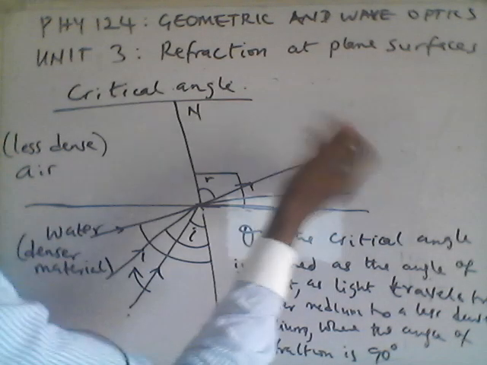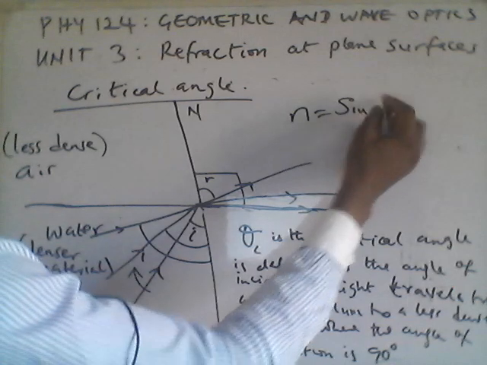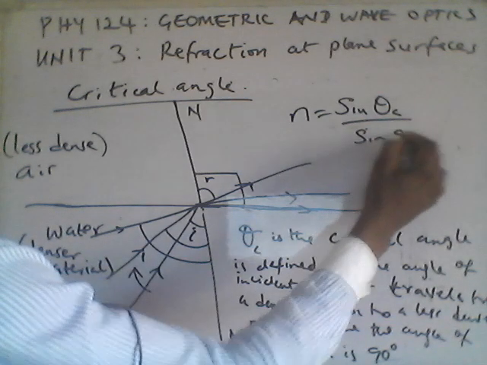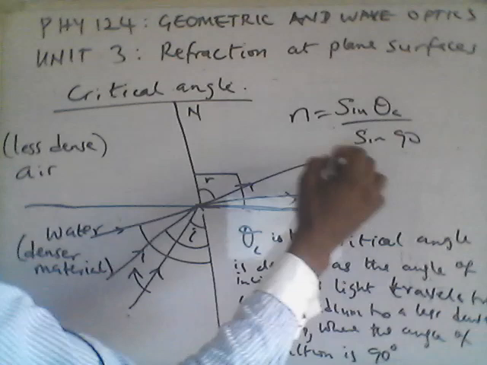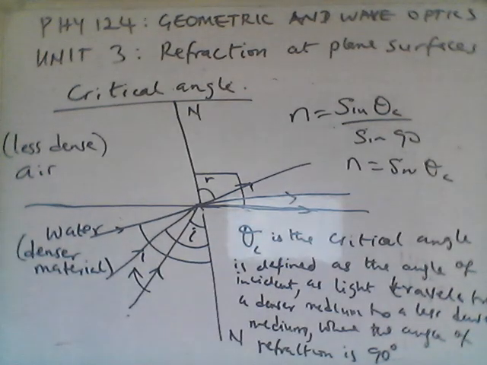So at this point, the refractive index n equals sine theta C over sine 90. The bottom is always sine 90, and sine 90 is always 1. So n equals sine theta C. The refractive index at the critical angle is sine of the critical angle, because there's no denominator at that point. Now, that is critical angle.